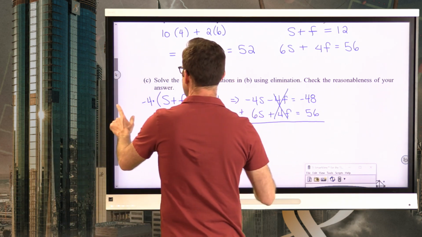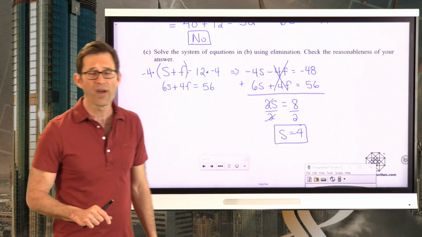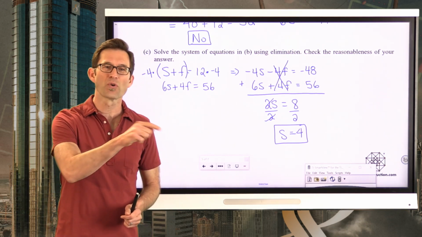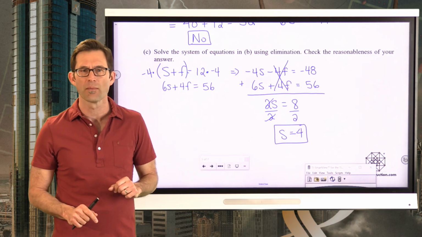And when these two cancel out, I'll then have -4 plus +6 is going to be 2S. Here, -48 plus +56 is going to be +8. And now I divide by 2 on both sides, and I get S is equal to 4. And again, don't forget what you just found. What we just found is that there needs to be 4 6-person tables. I know that's a little bit confusing, but there it is, 4 6-person tables.